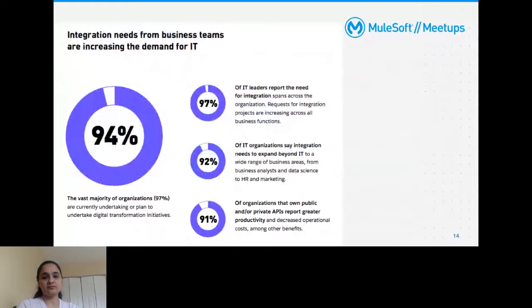If you see this slide, this is the recent benchmark report of 2021, and it shows that 97% of leaders report the need for integration spanning the organization. More integration projects are increasing across all business functions. 92% of IT organizations say that integration needs to expand beyond IT to a wide range of business areas. And 91% of organizations that own public and private APIs increased their productivity with the APIs, reduced their cost, and have a lot of other benefits from using APIs.